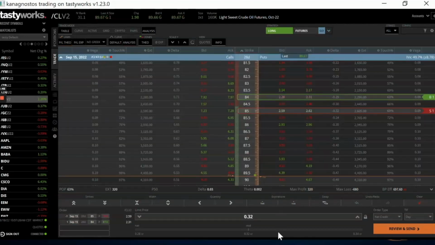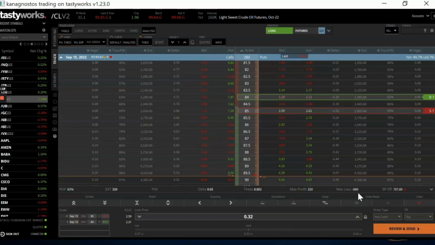So the notional in crude oil futures is 1,000. So we take our credit collected and multiply by 1,000 to see our max profit. So in this case, max profit is $320. And the width between our strikes is $1. So multiplying that by 1,000 means that this spread is worth $1,000. With a max profit of $320, our max loss then is $680.